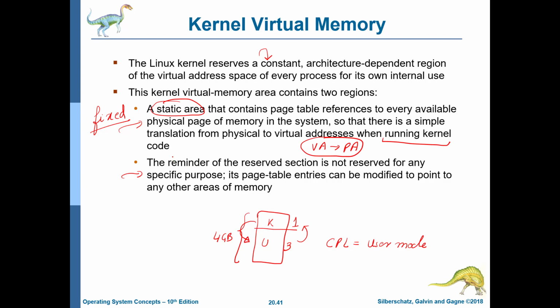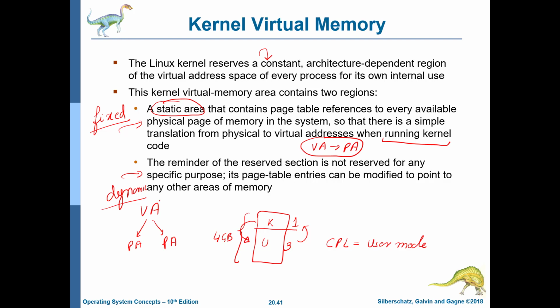But as I said, not the entire kernel has to be in the regime of this fixed mapping. Most of the kernel could be under a dynamic virtual memory mapping kind of system, where the section is not reserved for any specific purpose. So the page table entries, etc., can be modified, where a given virtual address over the course of execution can be mapped to multiple physical addresses, as is the case with normal programs.